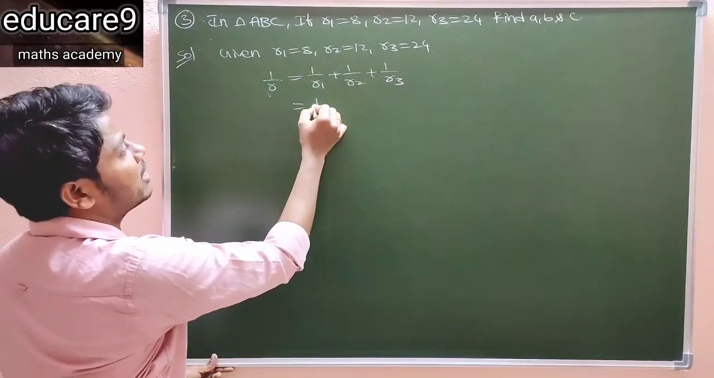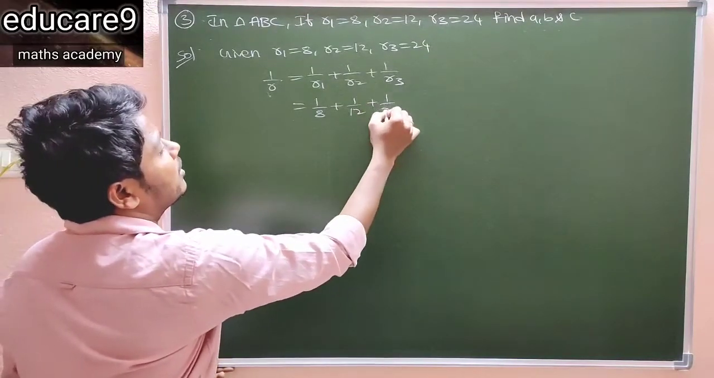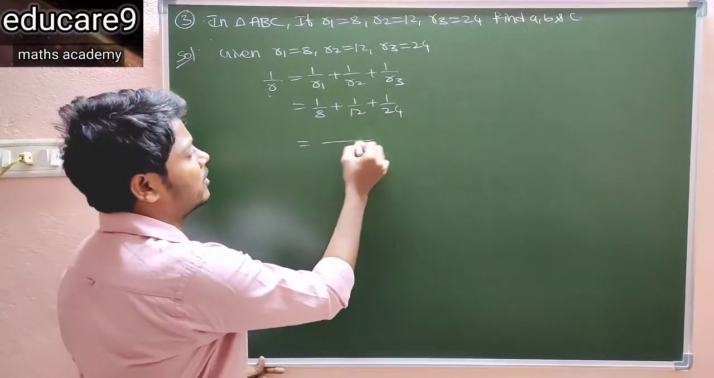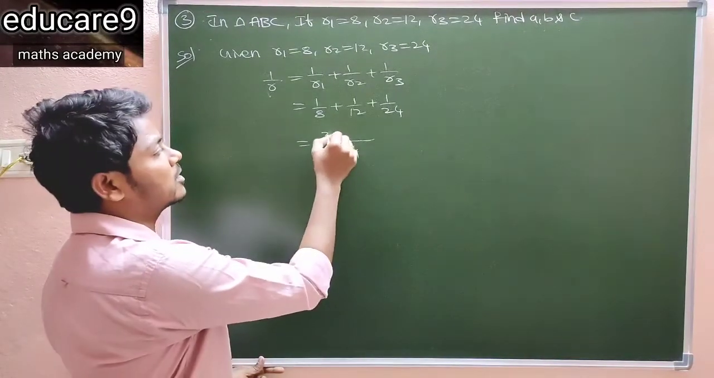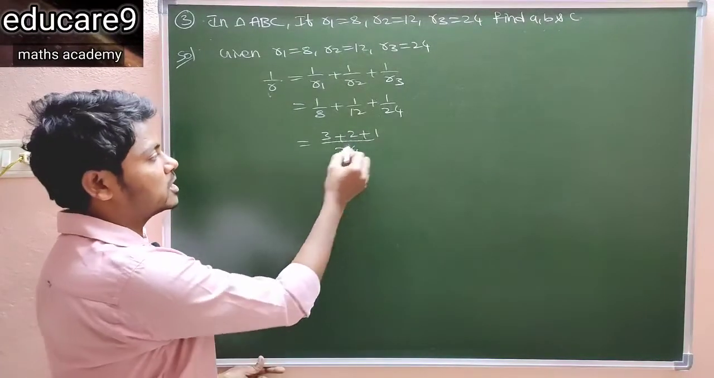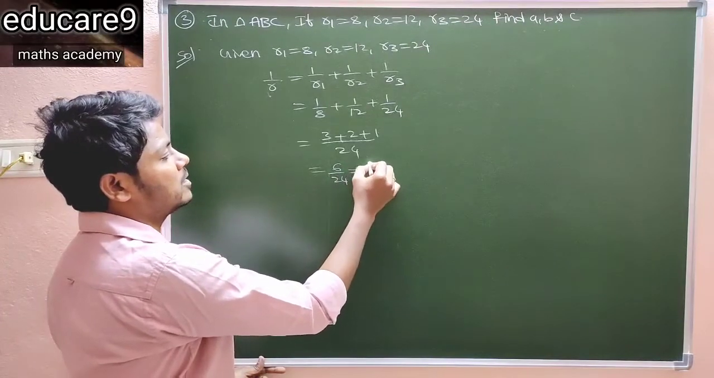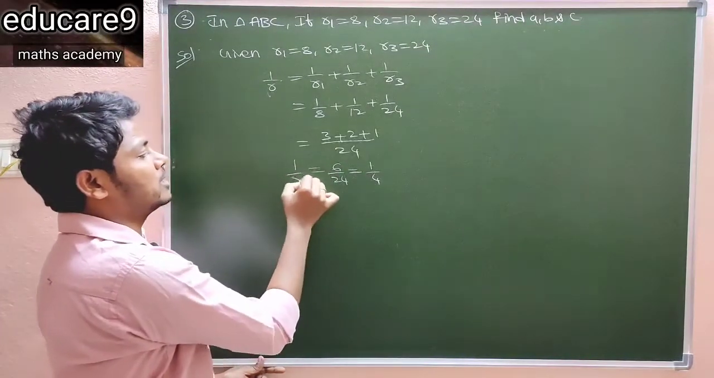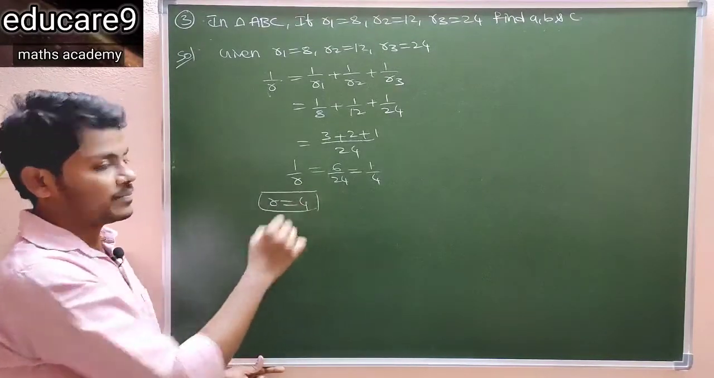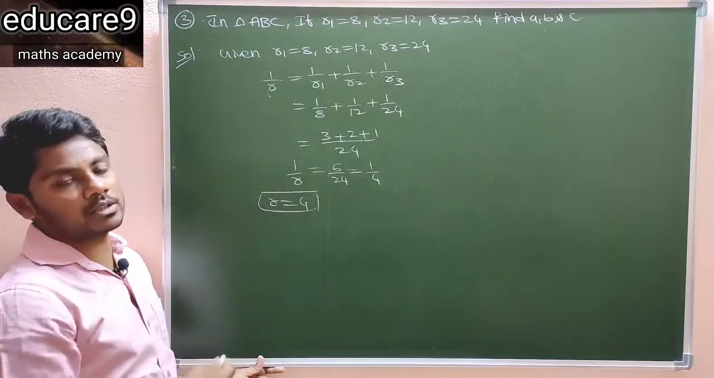So this is 1 by 8 plus 1 by 12 plus 1 by 24. So simplify this. What is the LCM? 24. So here 3, 2, 1 is 6 by 24. So clearly this is 1 by 4. So 1 by r is equal to 1 by 4. Therefore small r value is 4. Okay. So clearly you know the values of small r, r1, r2 and r3.